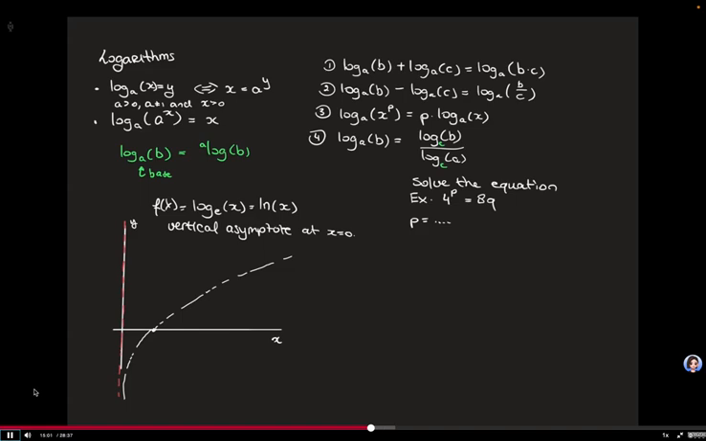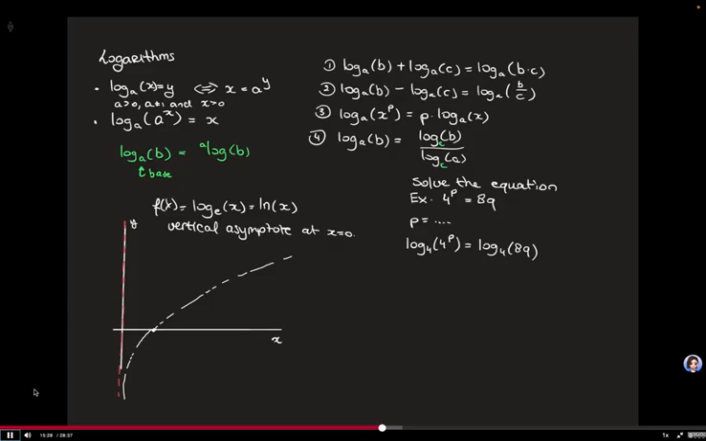The first step that I think is handy is to take the logarithm with base 4, because we have a 4 here. So we get the logarithm with base 4 of 4 to the power of p equals, what we do on the left side should also be done on the right side, so log with base 4 of 8q.